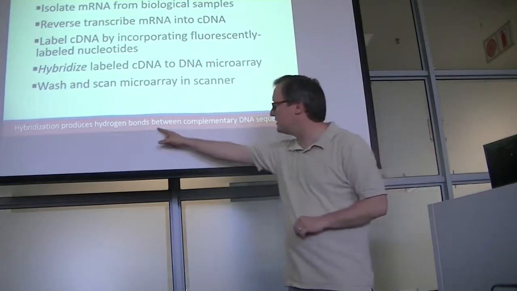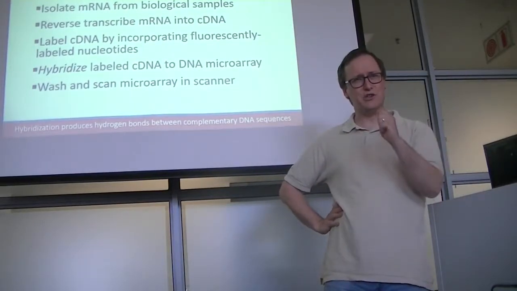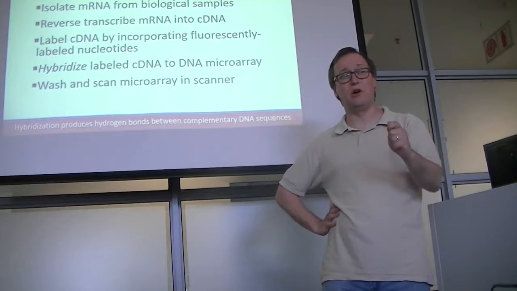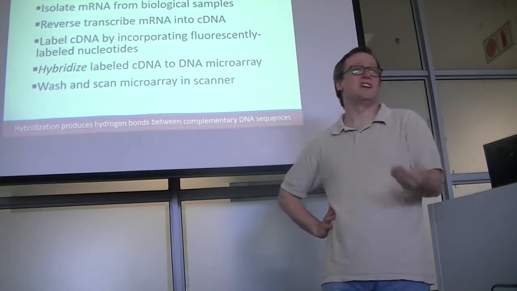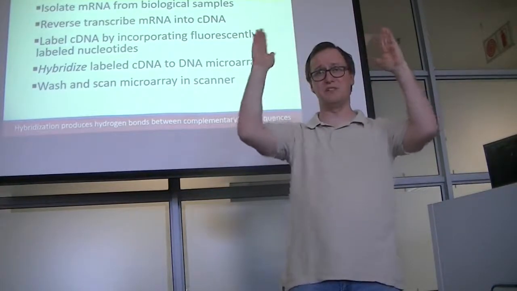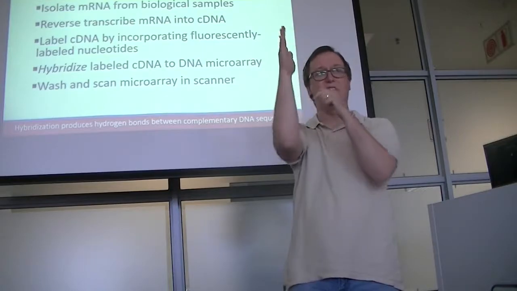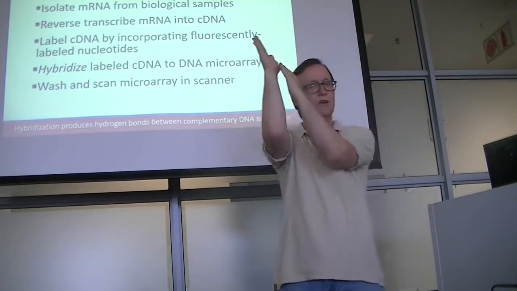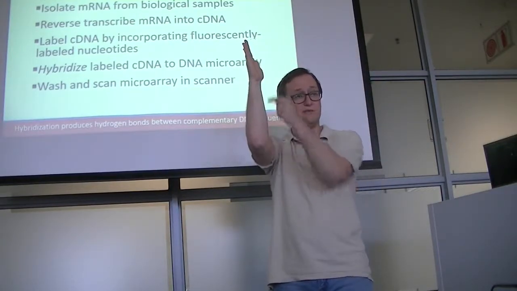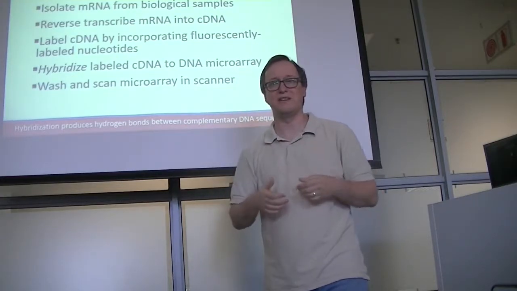Now, I've put in this little note. This is always something that's worth talking about. Hybridization is what we're depending upon in using any microarray. Hybridization means that you have the complementary strands of sequence that are aligning to each other. Their sequences line up, A for T, C for G, etc. And we get hydrogen bonds forming between these pairs of nitrogen bases.